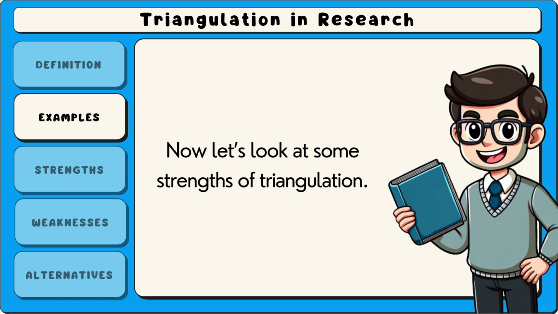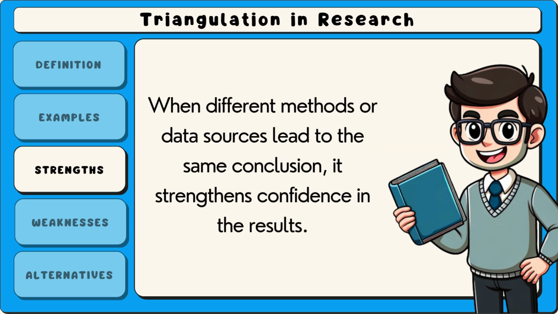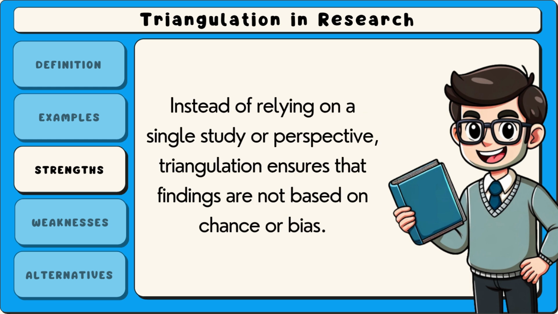Now let's look at some strengths of triangulation. One major strength of triangulation is that it increases the credibility of research findings. When different methods or data sources lead to the same conclusion, it strengthens confidence in the results. Instead of relying on a single study or perspective, triangulation ensures that findings are not based on chance or bias.